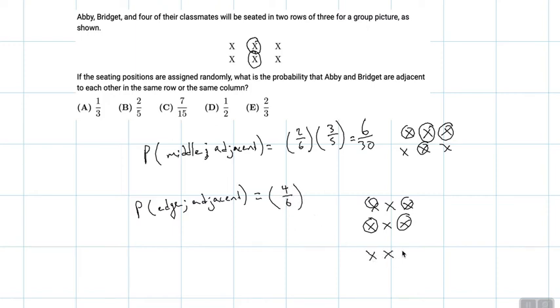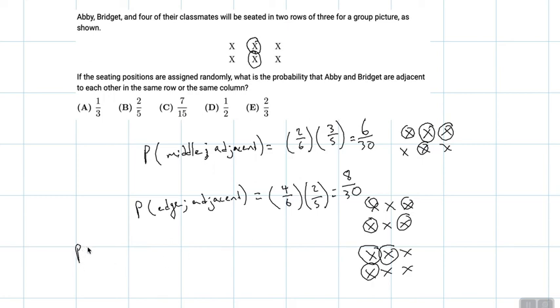And then let's say we pick an edge seat. So let's say that Abby is sitting here. Then of these 5 seats left, 2 of them are adjacent. So then there's a 2/5 probability that they're adjacent. So total probability here is then going to be 8/30.